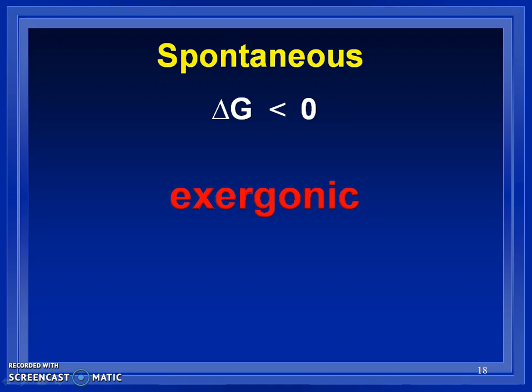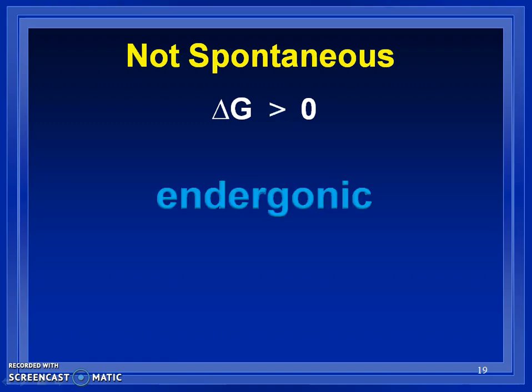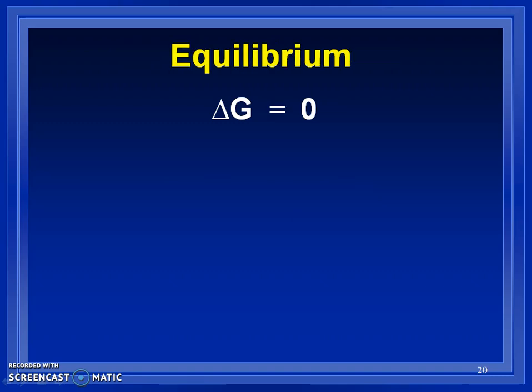If delta G is a negative number less than 0, it's going to be exergonic or exothermic, and it's going to be a spontaneous reaction. So I know I've talked about delta S being spontaneous before, but now delta G really gives us the overall answer: is the process going to be spontaneous or not? If delta G is greater than 0, if it's a positive number, it's going to be endergonic and it's going to be not spontaneous. So in equilibrium, delta G is 0.